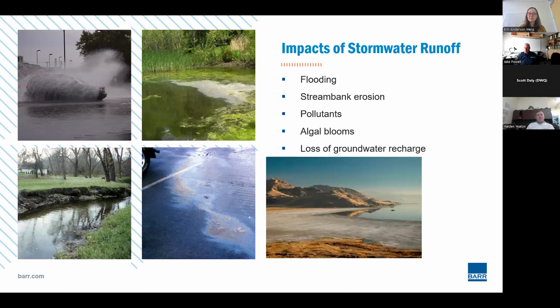I don't need to spend a lot of time on this because other presenters touched on this really nicely. There are many impacts of stormwater runoff on downstream water bodies. So there's things like flooding, but also lots of water quality implications, such as stream bank erosion that carries sediments and nutrients to downstream lakes and rivers, and pollutants that get carried, which result in algal blooms. There's also a lot of loss of groundwater recharge when we're paving over large sections of land in our watersheds, and that has implications to downstream water bodies as well.